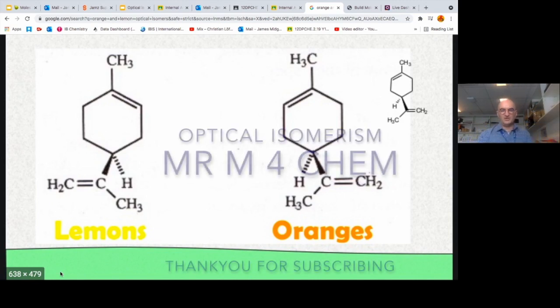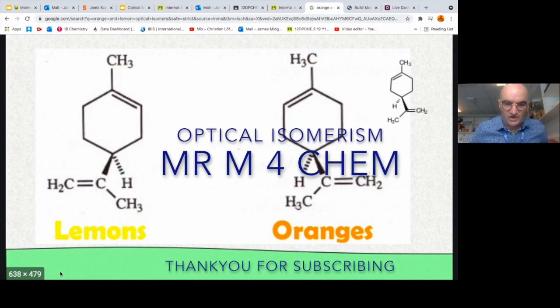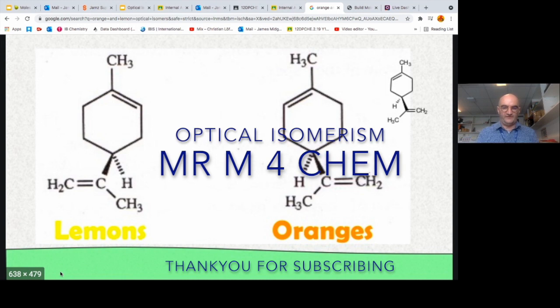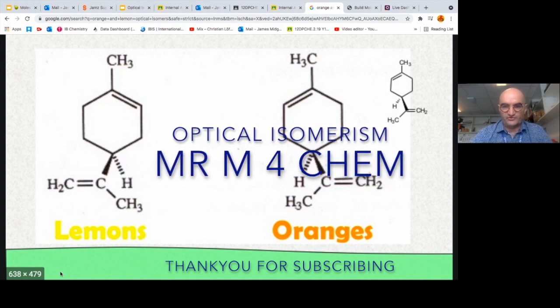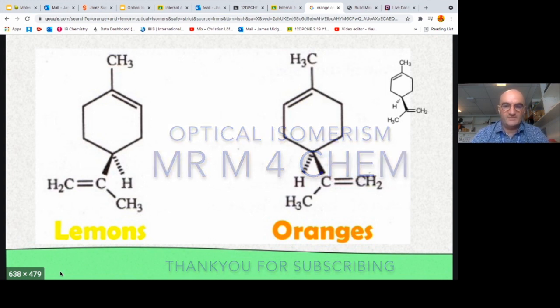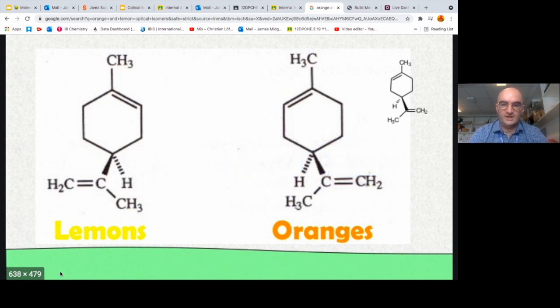This is optical isomerism, something which strikes me as being fantastically wonderful. Why? Look at these two molecules on the screen. We have a cyclohexenyl ring. We have a methyl group written as CH3 and H3C on the top. We have a wedge, which is the one that's sticking out of the screen here. This wedge means it's coming towards me, and the dashed line means it's going away from me.